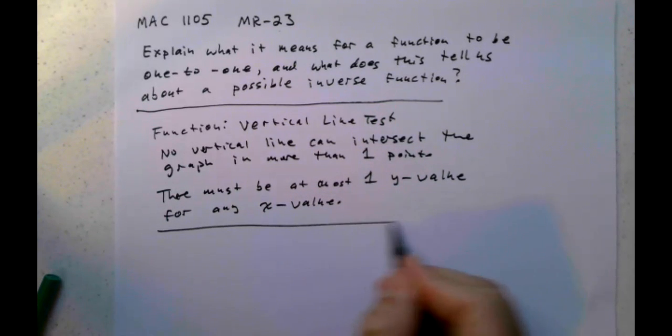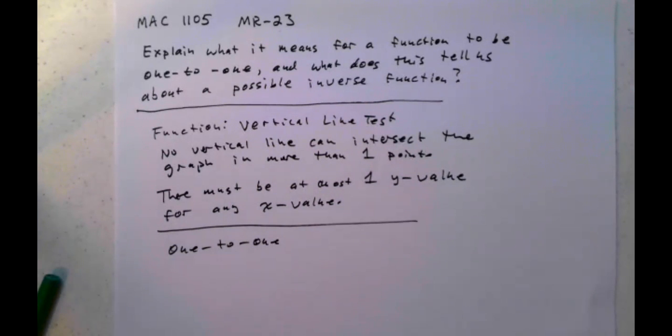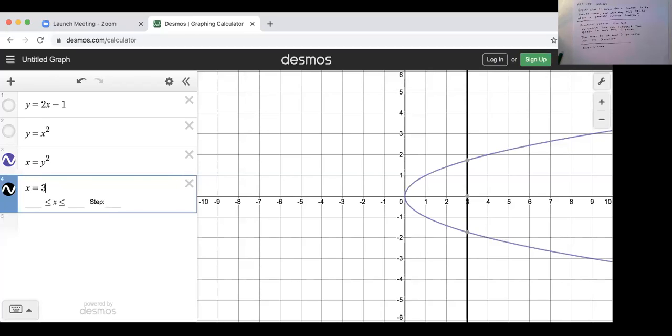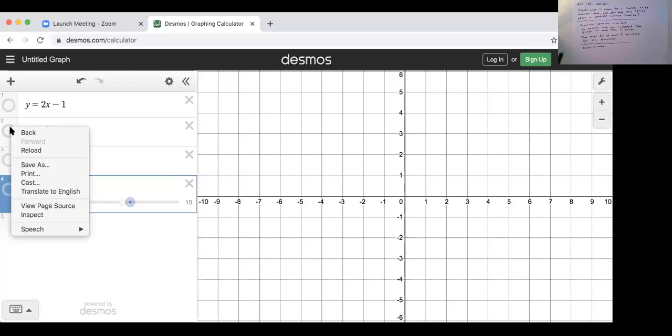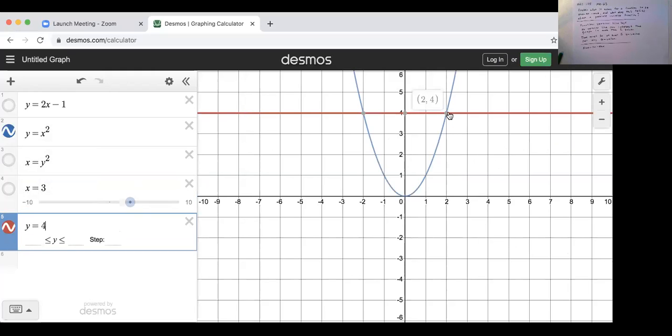Now, to be one-to-one, what does that mean? Let's go back and look at our graph again. To be one-to-one, you have to pass the horizontal line test. This function here is not one-to-one because this y value, y equals 4, has two different x values, right? If the y value is 4, the x value could be 2 or -2. Now, this is a function. It's okay to fail the horizontal line test to be a function, but it is not okay to fail the horizontal line test to be one-to-one.